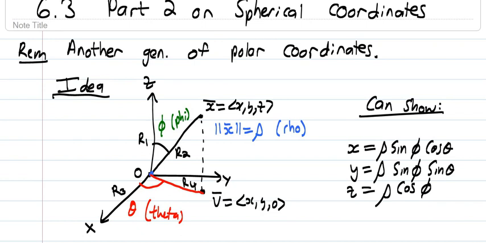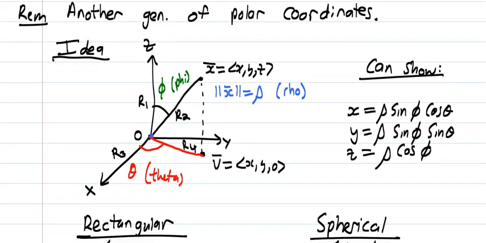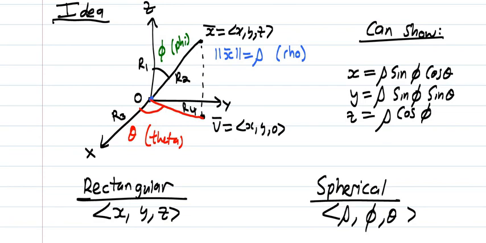All right. Now using trigonometry, you can show x is rho sine phi cos theta, y is rho sine phi sine theta, and z is rho cos phi. Make sure that your phi and theta do look different. All right. So this is the transformation. So the rectangular would be x, y, z, and the spherical would be rho, phi, theta.